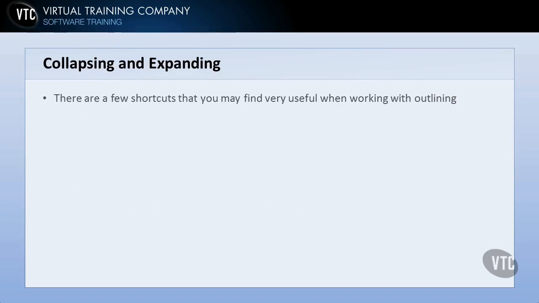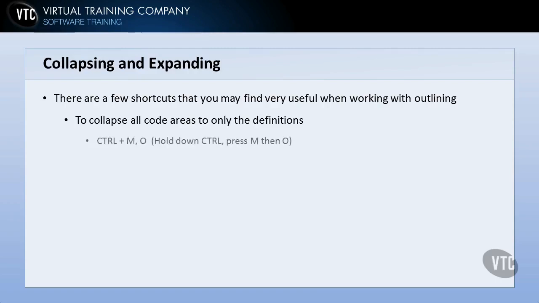Now, there are also a few shortcuts that you may find very useful when you're working with outlining. Take a look at these, and I'm going to show you an even better way of remembering them. Let's say you want to collapse all the code in all the areas only to the definition statement at the very top of that code. You can hold down the Control key, press M, then press O. That will collapse all the areas to only the definitions. To expand them all back out, Control plus M and then L will take care of that.